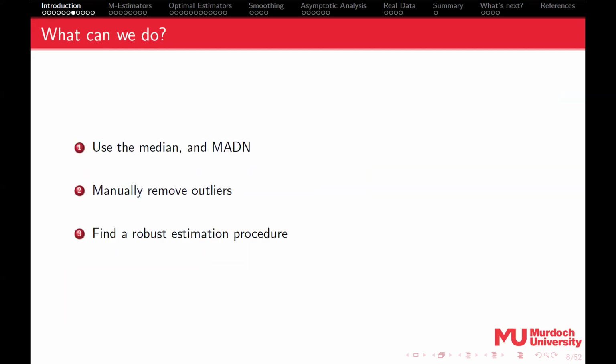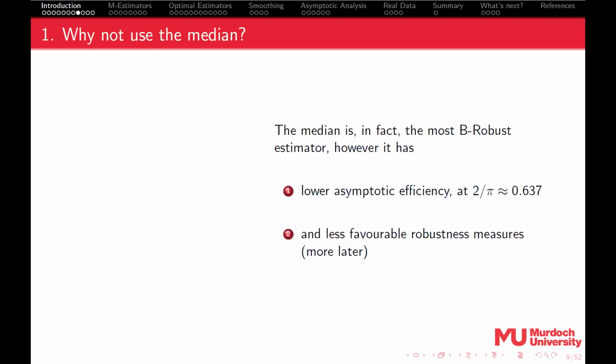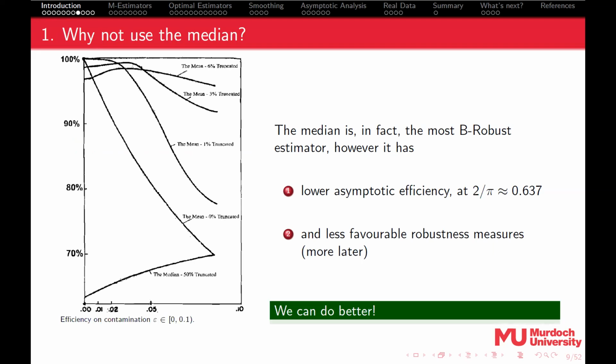So what can we do about it? Three options here that we're presenting. First, we could use the absolute deviation. We could manually remove the outliers. Or a robust estimation procedure. So why not just use the median as a starting point? The median is in fact the most bias robust. However, it has lower efficiency and is not as optimal on various robustness measures, which we'll present in a second. So we can do better.